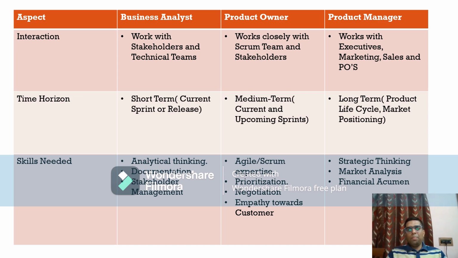As a product owner, you should have agile or scrum expertise, and you should know how to perform prioritization, different types of techniques like the MoSCoW technique and other techniques which we are going to discuss later. Also, we need to know how to negotiate with a customer, and we need to show empathy towards the customer.